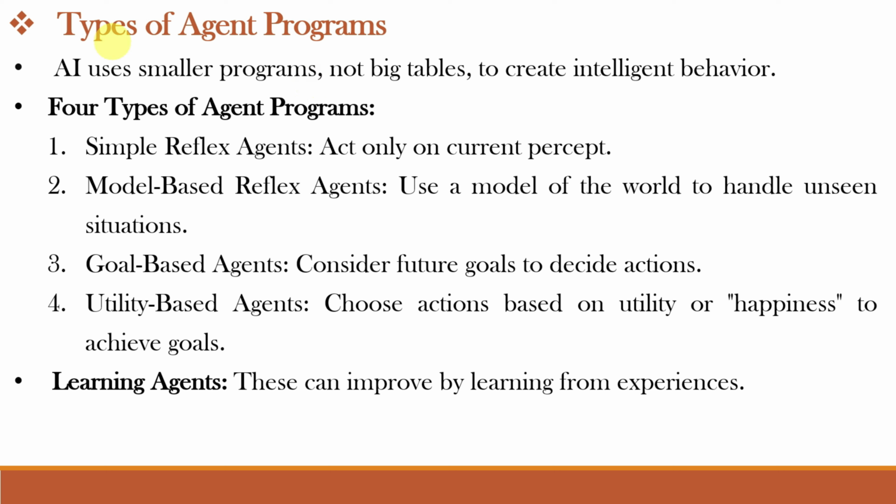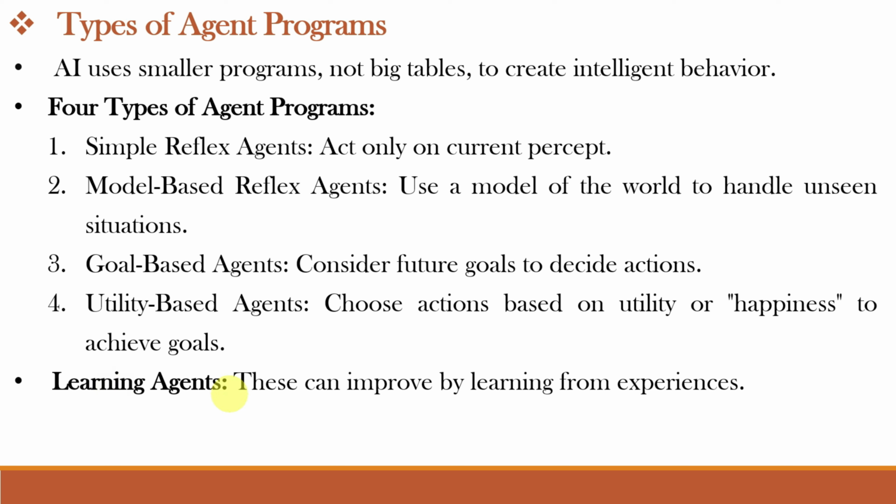Okay. So finally, let us see some types of agent programs, which of course we'll be studying in more detail in the coming video classes. There are 4 types of agent programs. Number 1 is simple reflex agent that acts based on current input only. Number 2 is model based reflex agent that uses a model of the world to handle more complex situations. Number 3 is goal based agents that make decisions based on future goals. And number 4 is utility based agents which choose actions to maximize happiness or usefulness. And remember, all these agents can improve their performance through learning.